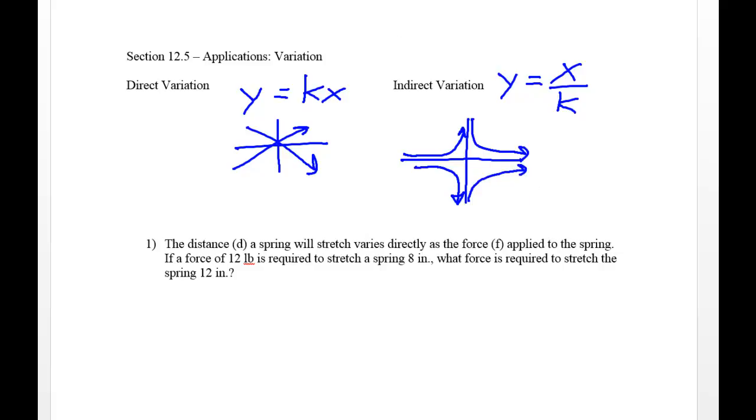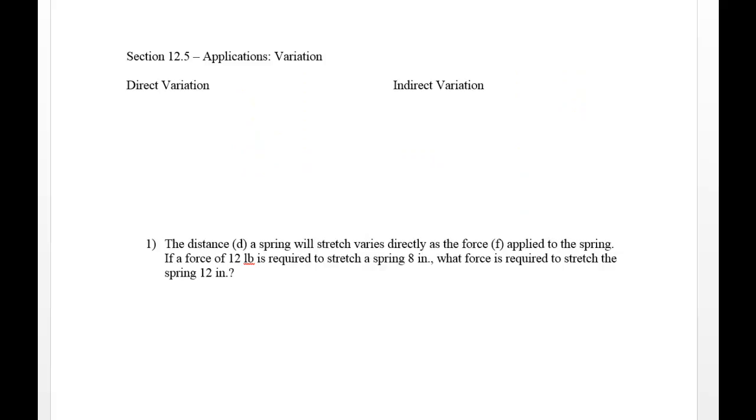Now, that's the academic side of things, but let's get into how to solve these problems. What we're going to do first is have three different steps for direct and indirect variation equation problems. The first thing we're going to do is write the equation. If it's direct, it's going to be y equals kx, and if it's indirect, it'll be y equals x over k.